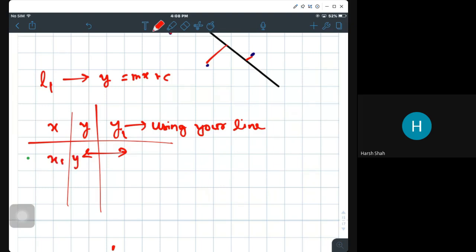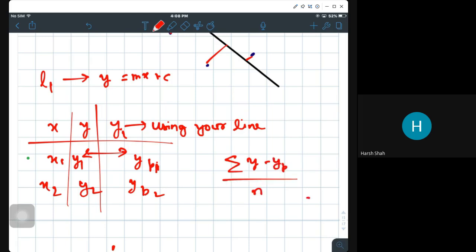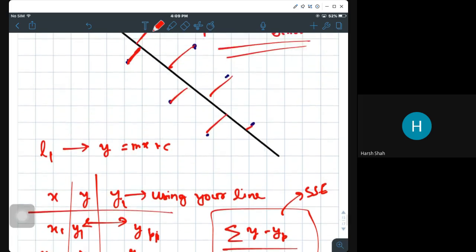Let's say I have x1, y1, I have y predicted 1, I have y predicted 2, I have y2, I have x2, right? Then what I do is I find the sum of y minus y predicted, divide by total number of points. This is my sum squared error, SSE. This should be minimum. I hope this is clear. Anyone would like to ask anything? Square will come. Yeah, square will come.